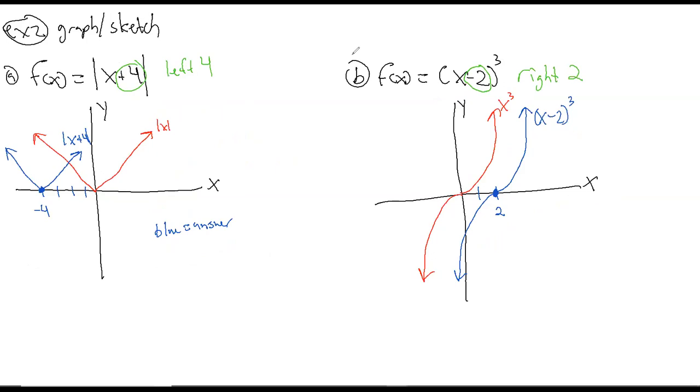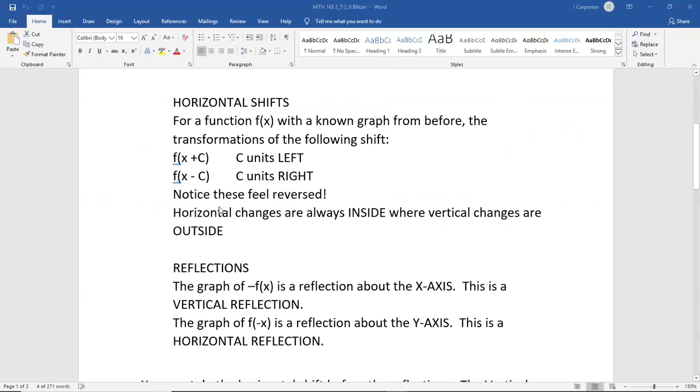But for now, let's talk about reflections. Reflecting on reflections. So the graph of negative f of x is a reflection about the x-axis, also known as a vertical reflection. The graph of f of negative x is a reflection about the y-axis. This is a horizontal reflection.